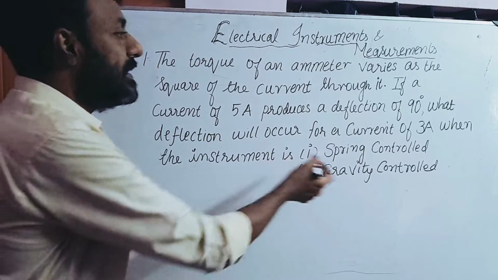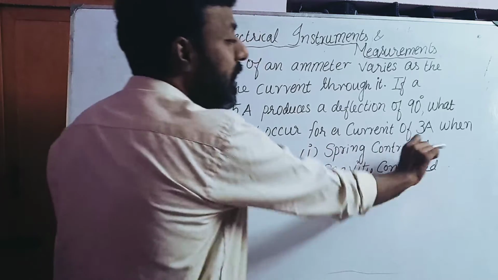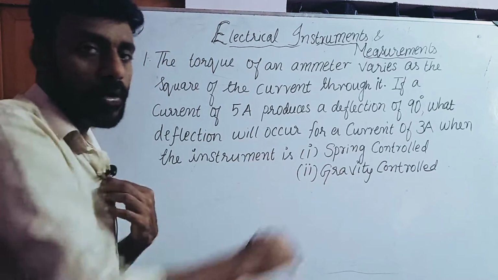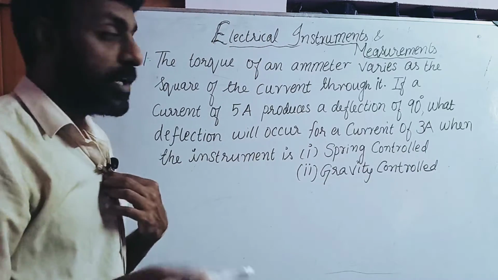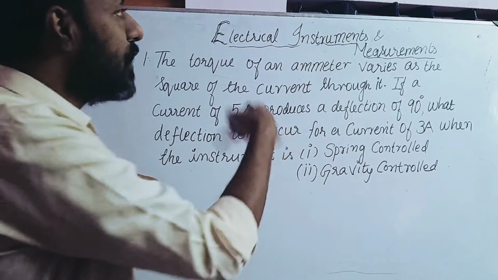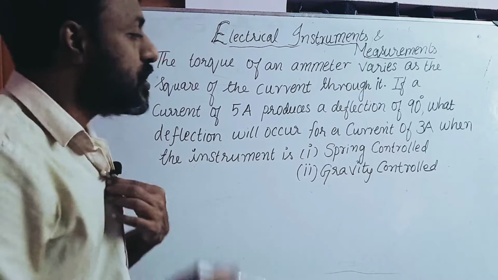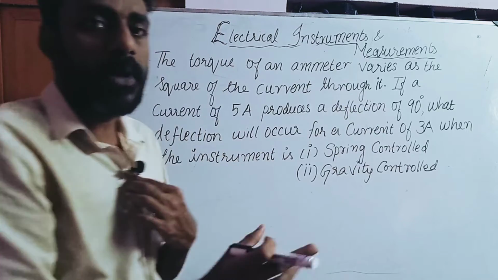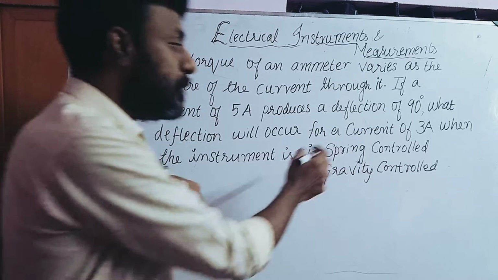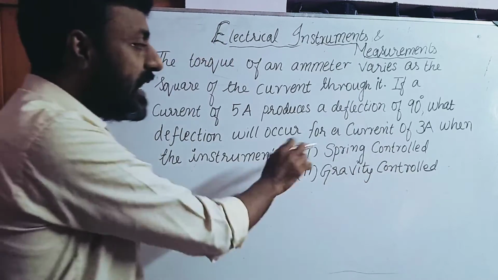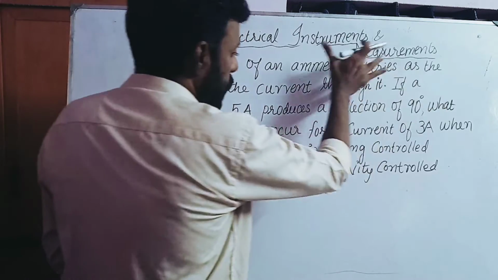There are two types of instrument. They are asking for a spring controlled instrument, and another one is a gravity controlled instrument. A spring controlled instrument is different from a gravity controlled instrument. When you get into electrical instruments and measurement, you will learn what is meant by each of them. First, just for solving this problem, I will tell you the expressions and formulas used in the various types of instruments. This is the numerical problem.